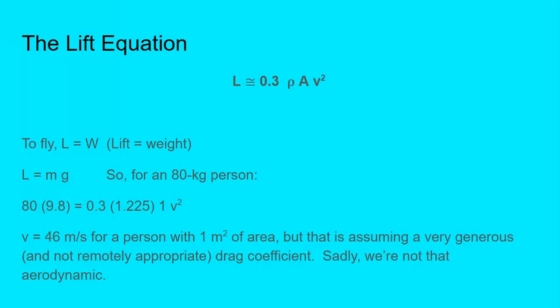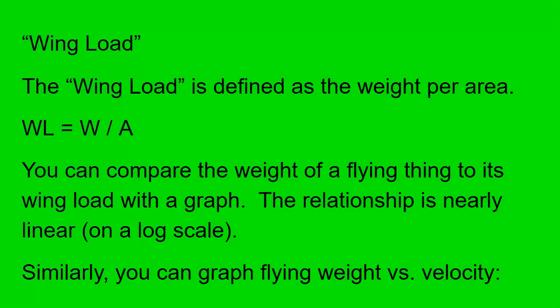But in any case, that gives you an idea that you'd have to be moving well over 100 miles per hour. Now, you've probably seen people in wingsuits before or hang gliders, and there you can actually practically fly. Let's talk briefly about something called wing load. Wing load is defined as the weight per area, and you can compare the weight of a flying thing to its wing load on a graph.